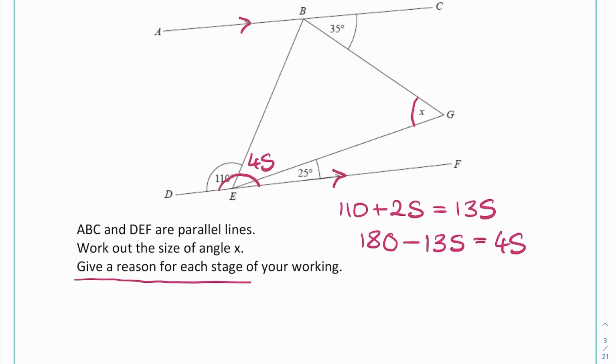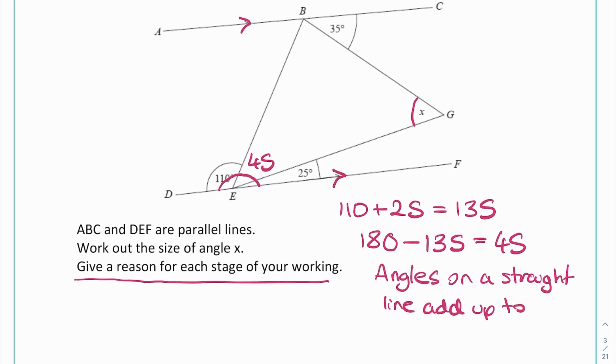It says give a reason for each stage of your working, so at this point I would say angles on a straight line add up to 180 degrees. So let's write that down. There we go, angles on a straight line add up to 180 degrees.